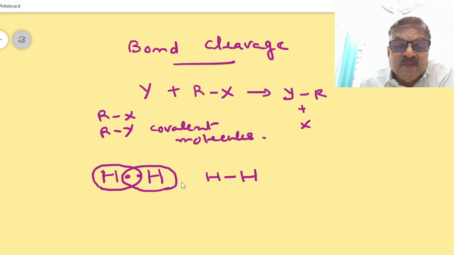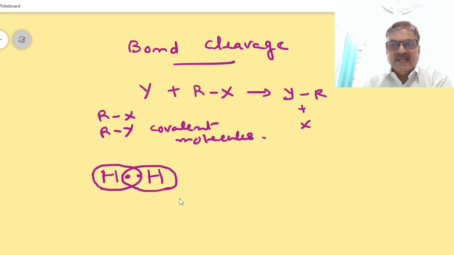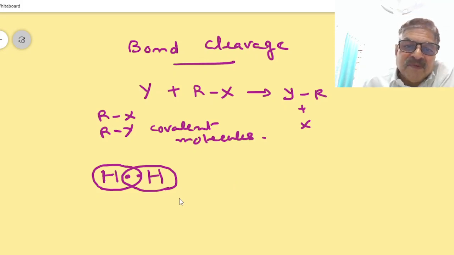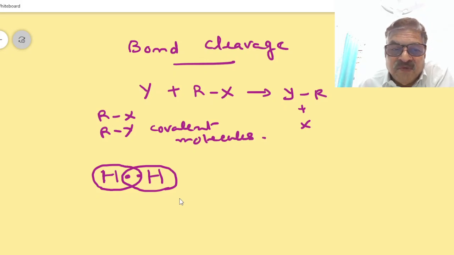Now, when we are breaking this bond, the electrons in the bond can be divided either equally or unequally between the two atoms. These are the two possibilities. That is why we said a reaction may proceed in many steps, one step, two steps, three steps, whatever it is, but a bond can be broken in two ways. That is, the electrons forming the bond can be shared equally or unequally. These are the basic things here.